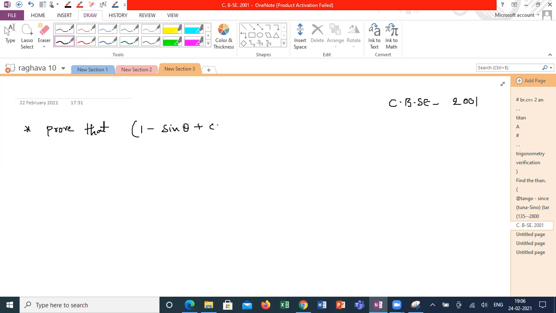Prove that 1 minus sin theta plus cos theta whole square will be equal to 2 into 1 plus cos theta into 1 minus sin theta. Do this question, everyone. Try to solve this question. This is not cube, it is a square.